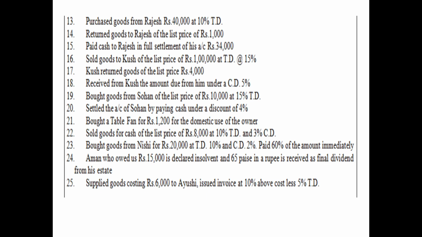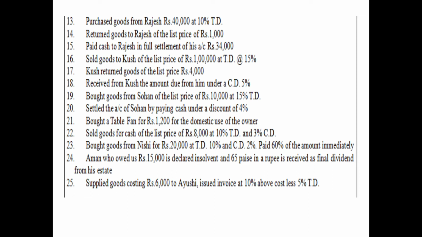Moving ahead with the 13th transaction, purchased goods from Rajesh rupees 40,000 at 10% trade discount. Now if you remember, trade discount is calculated and deducted, but it is not shown separately as discount. And also these are given for facilitating bulk purchases. That means it can be given for cash as well as credit purchase or sale. In this case, the word cash or any hint related to a cash transaction is not given, so we will assume that this is a credit purchase.